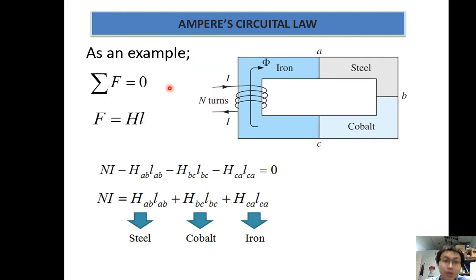Okay? Now for example, we know that this coil generated the MMF will flow through inside this material. So we have 3 materials. One is iron, one is steel, one is cobalt. So when there's a different material, there will be a different MMF. And then according to the Ampere circuit law, total F will be equal to 0. So this is the source. N times I will be the source, and it will be distributed in this area, and this area. So source equals total. So, source equals H_AB times L_AB, plus H_BC times L_BC, plus H_CA times L_CA. Okay.